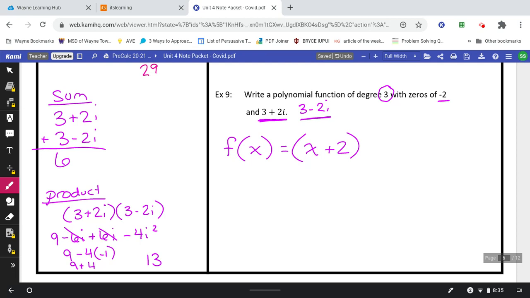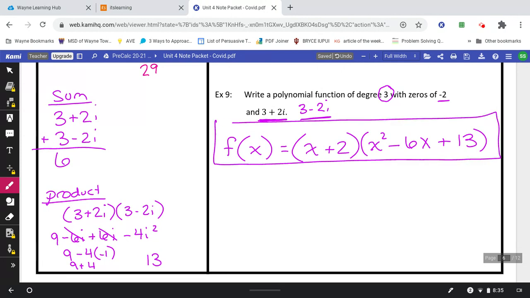You should have gotten a sum of 6 and a product of 13. So when you write it in here, remember it's x squared minus sum x plus product. There we go.